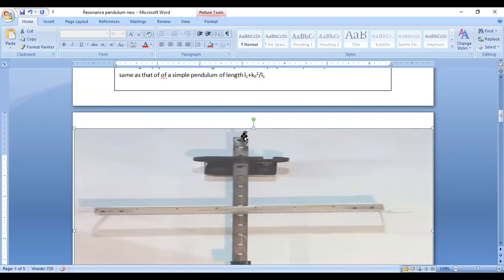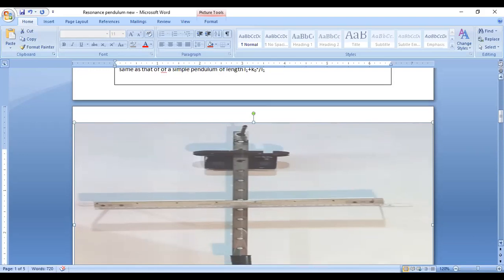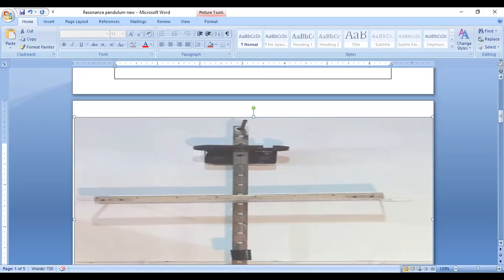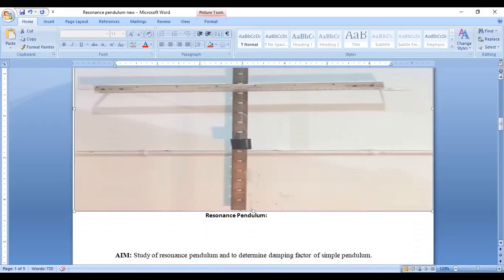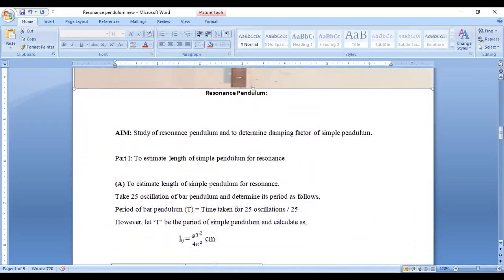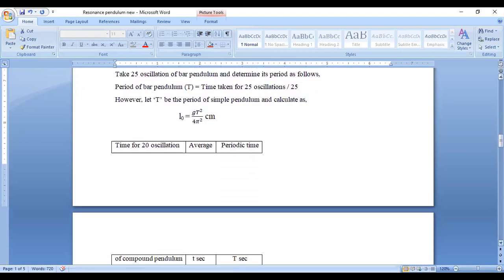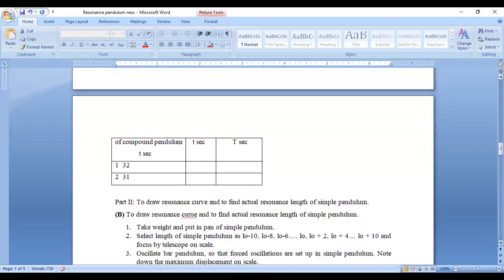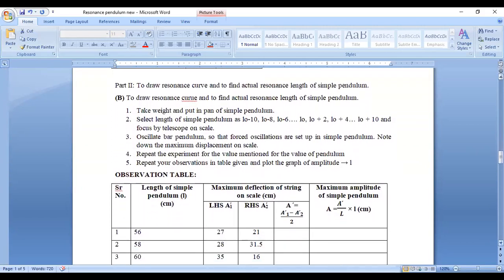When you measure the length between the point of suspension and the center of the scale, this is the scale here, the vertical distance between the hook and the center of the scale, this is known as capital L. I have also measured this distance, so you can use it here, and use this expression to find out the maximum amplitude.